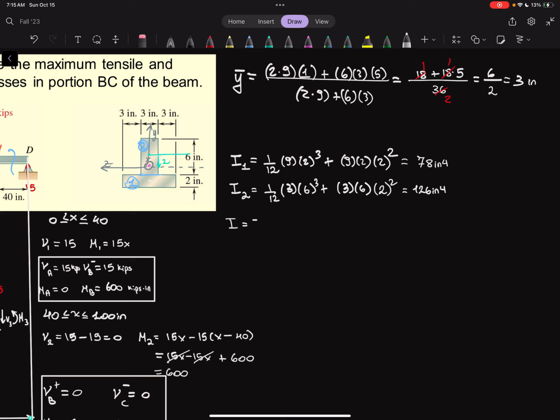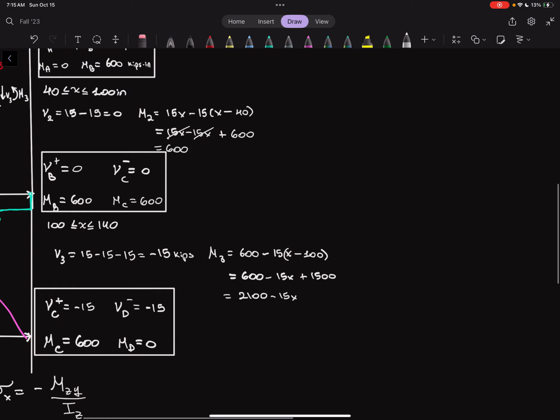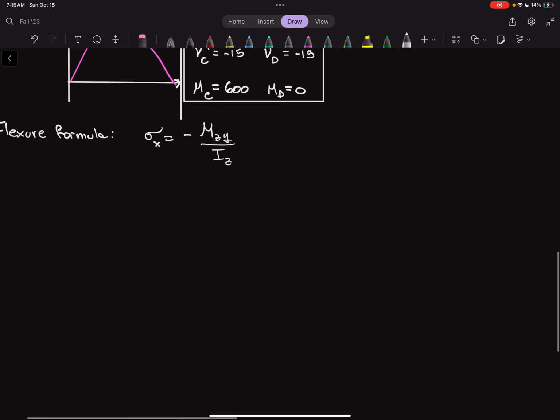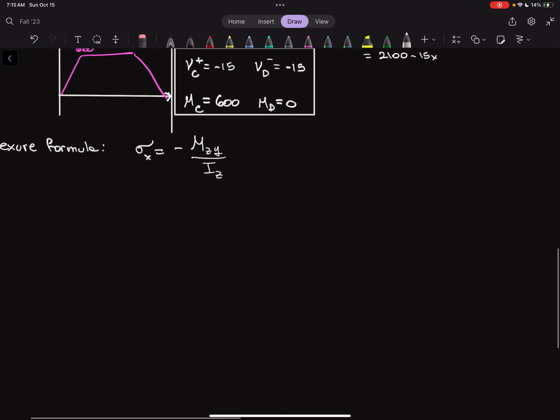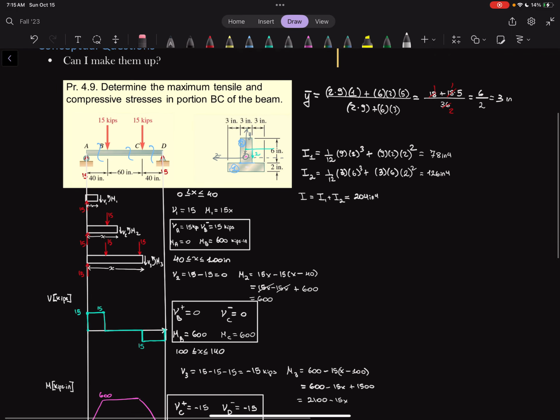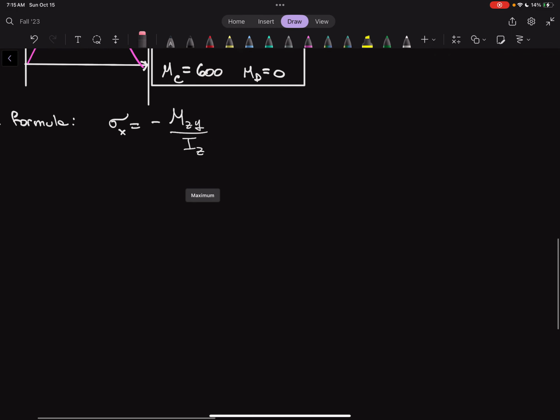So the I is going to be I1 plus I2 now that they are from the same neutral axis. And so it's going to be 126 plus 78, which is 204 inches to the fourth. So now that we have our I, we can calculate the max normal stress, tension, and in compression.